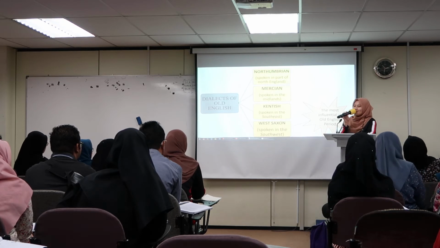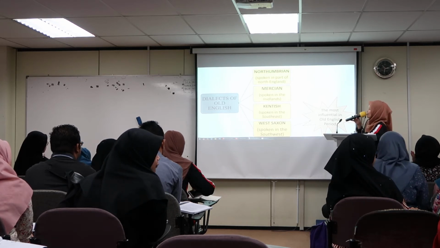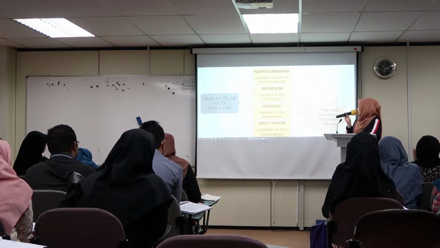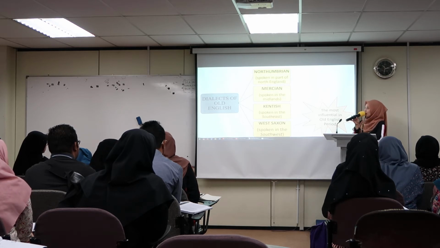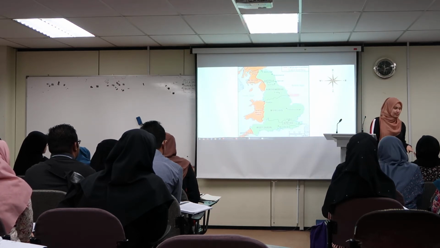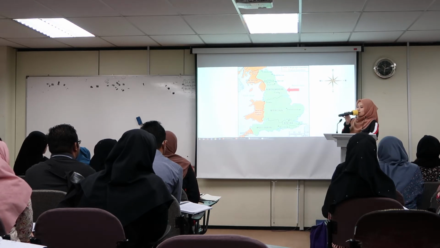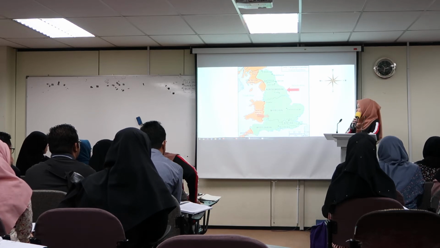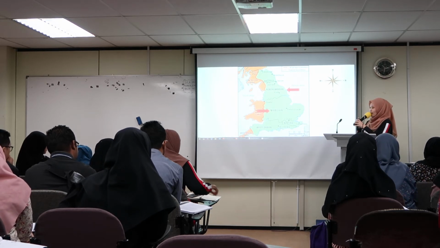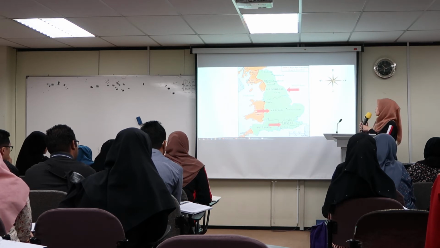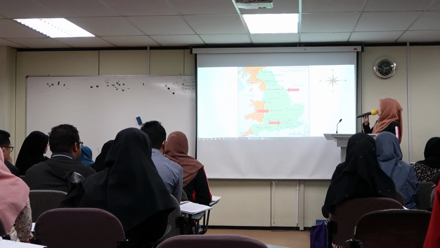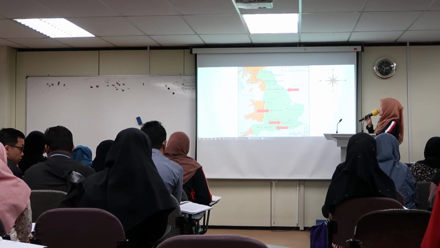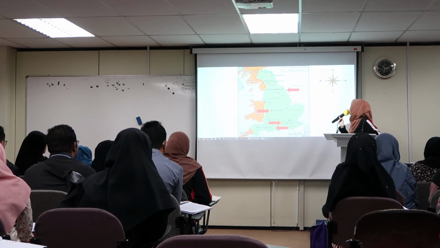For the dialects of Old English, there are four: Northumbrian, Mercian, Kentish, and West Saxon. West Saxon is the most influential in the Old English period. As you can see, Northumbrian is spoken in the north of England. Mercian is in the midlands of England, in the center. Kentish is in the southeast of England, and West Saxon is in the southwest of England.